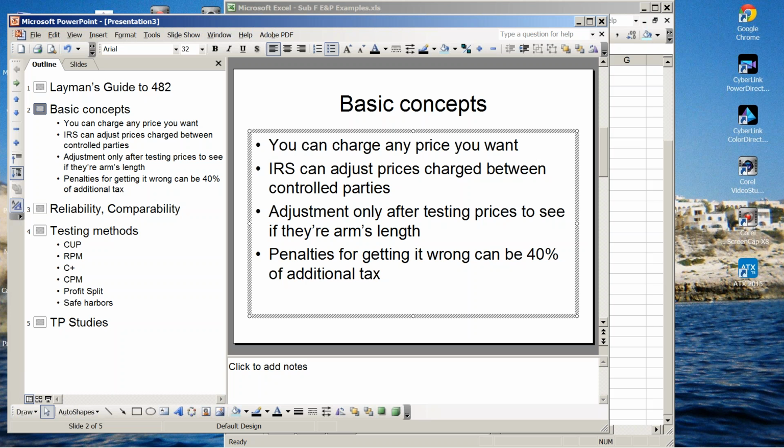If you get it wrong and the IRS comes in and adjusts the prices and the adjustment is big enough, you, the U.S. taxpayer, can face penalties of 40% of the additional tax, as well as interest and late payment penalties on that 40% and the tax. So the penalties can be pretty severe.